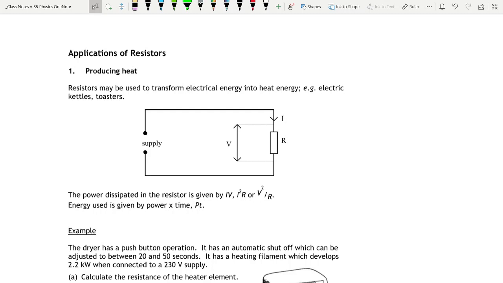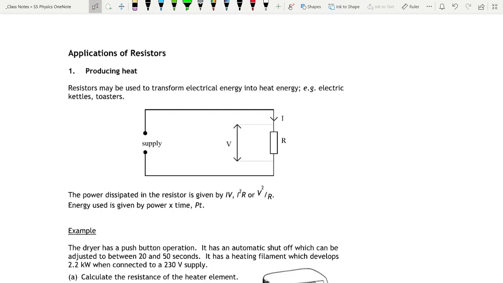First of all, the obvious one is producing heat. So the energy change in a resistor is electrical to heat. So resistors can produce heat. And the power dissipated in a resistor is given by current times voltage, current squared times resistance, or voltage squared over resistance. And energy used is given by power times time.